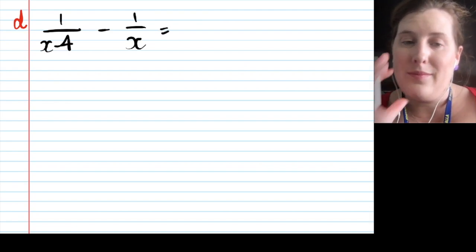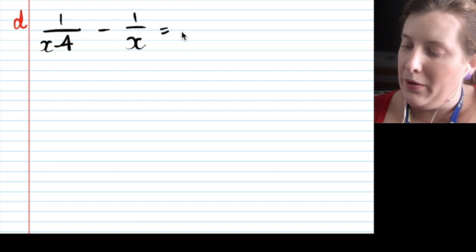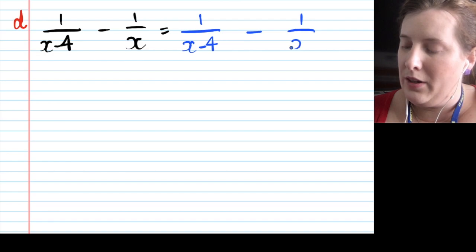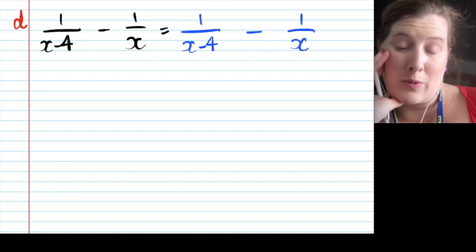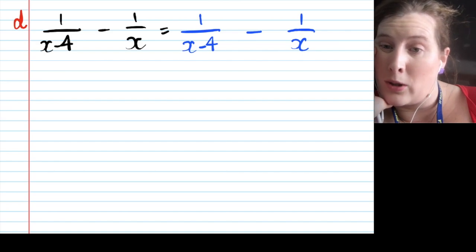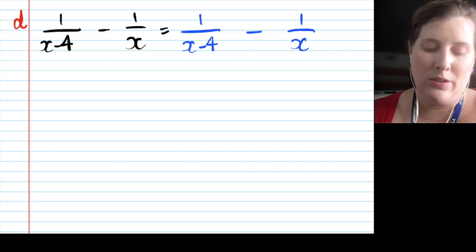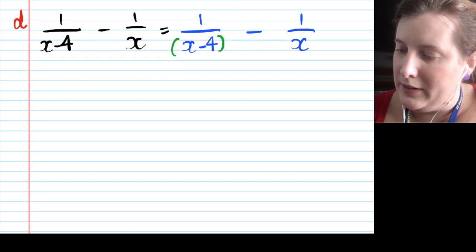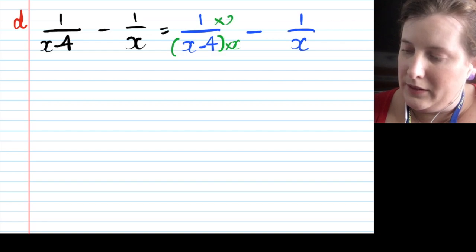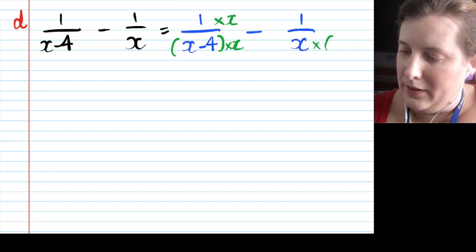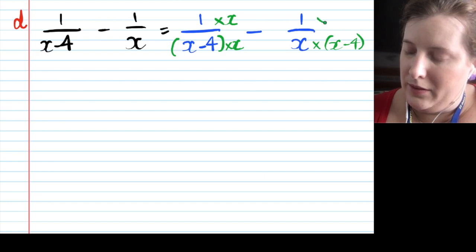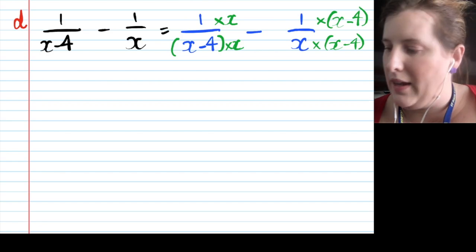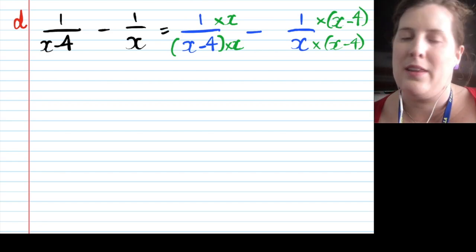Okay. What's the smallest thing that both x minus 4 and x go into? We can't know that. We don't know what x is, so we don't know what 4 less than x is. So what we're going to have to do is this tricky thing. We're going to multiply them by each other. And just because the x minus 4 has a minus in it, but I want it to stay together, I'm going to use brackets.